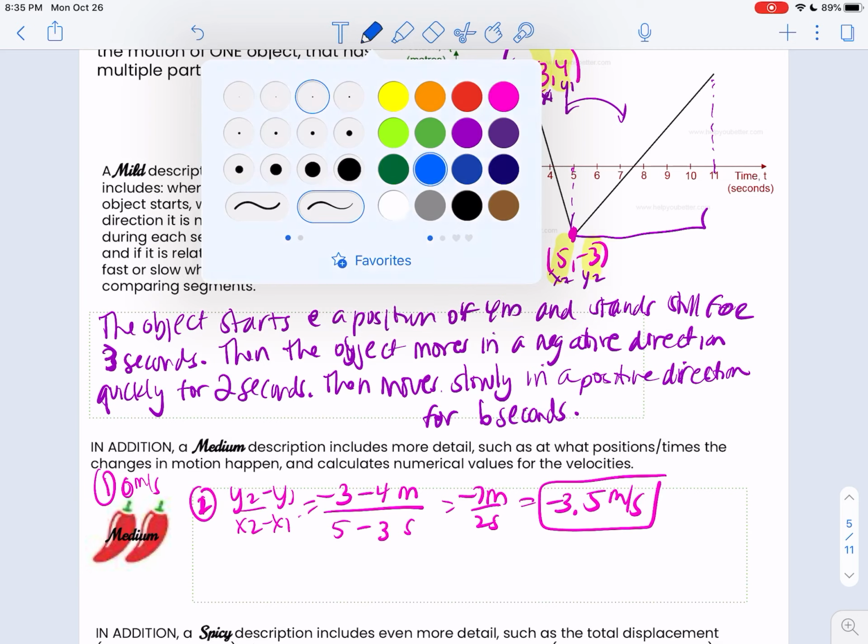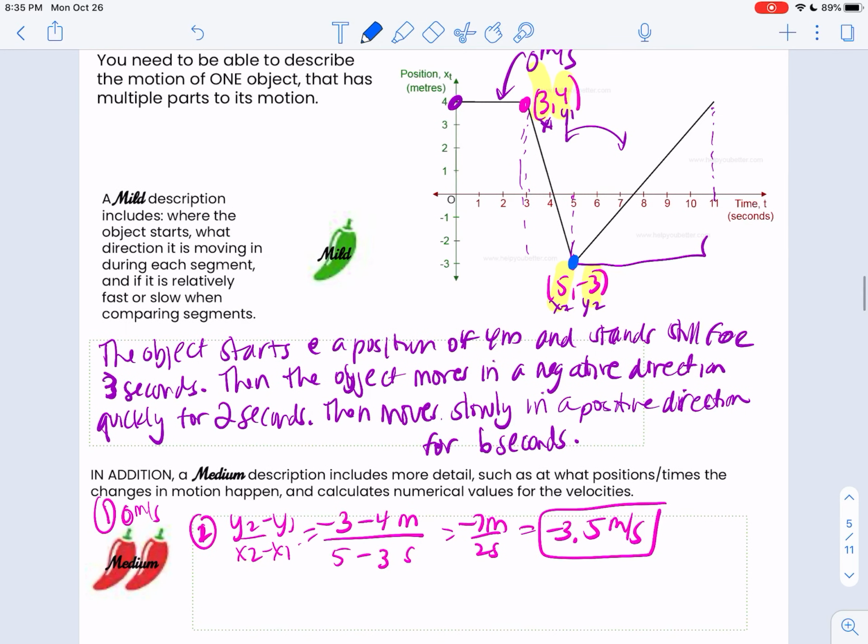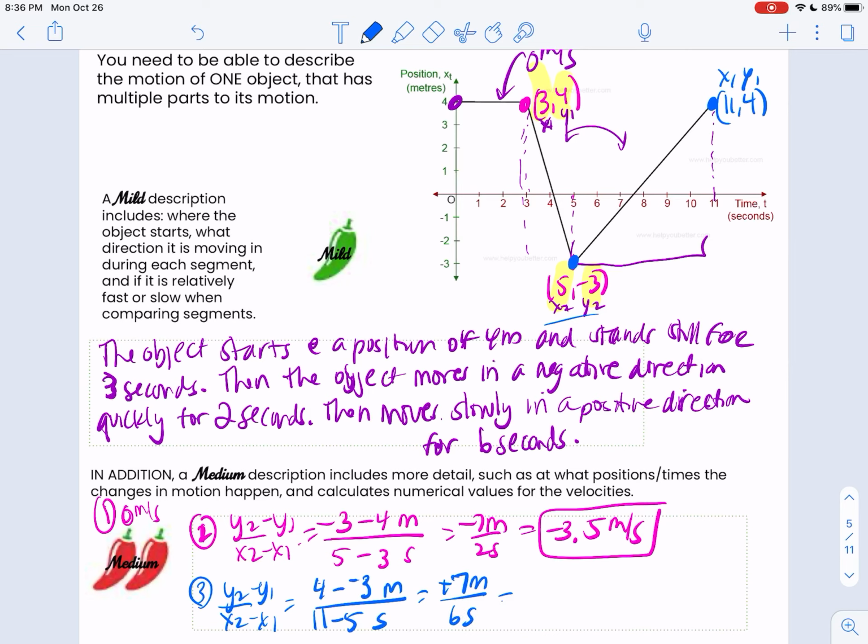All right, now if I want to do the same thing for the last one, I can use the same point again, 5, negative 3. Okay, and I can use 11, 4. All right, so now if I do again my slope, I'll do the y's first. So I'm going to do 4 minus negative 3. Okay, I'm going to call this one x1, y1, the other one still x2, y2. Okay, so 4 minus negative 3, and that's meters. And then 11 minus 5 seconds, right? So 4 minus negative 3 is positive 7 in 6 seconds.